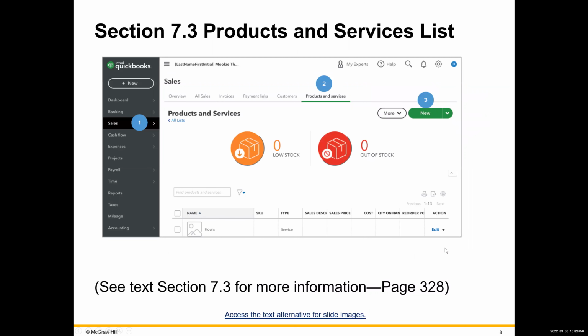In this chapter, we are going to develop a products and services list, right? And how do we get to the products and services list? Well, we go to sales, and then there'll be a bunch of tabs here. You go to products and services. Matter of fact, here's where the tabs are. It's going to place you right here at products and services. And then just click on new, and you can go to town and put in your product or service.